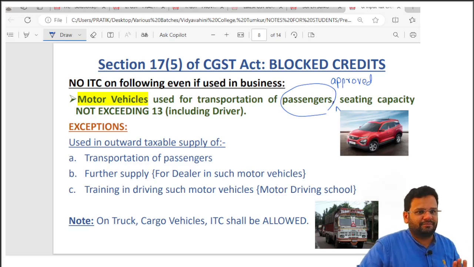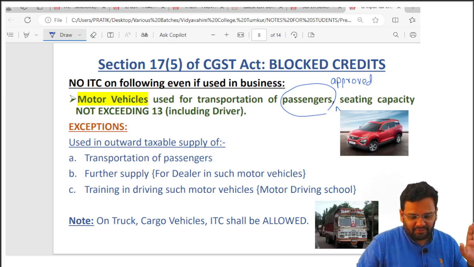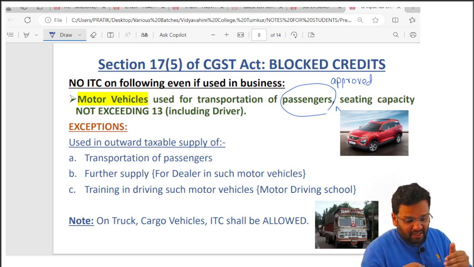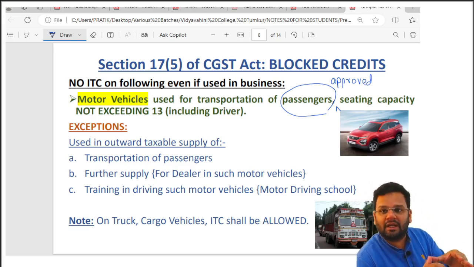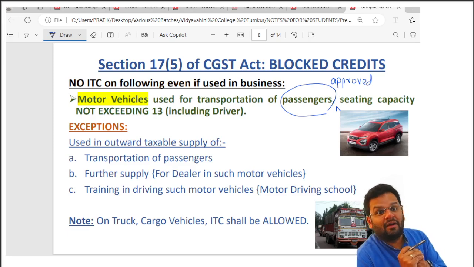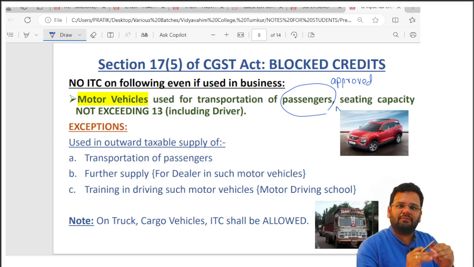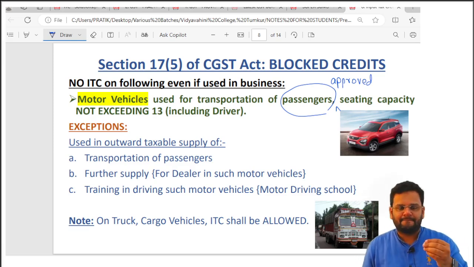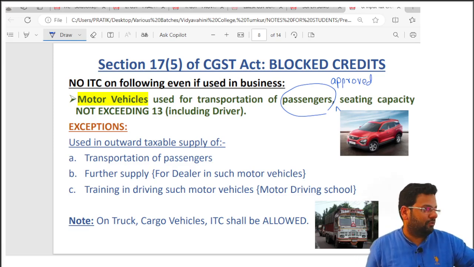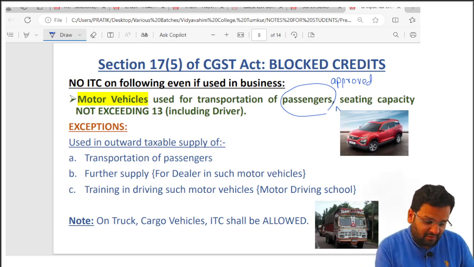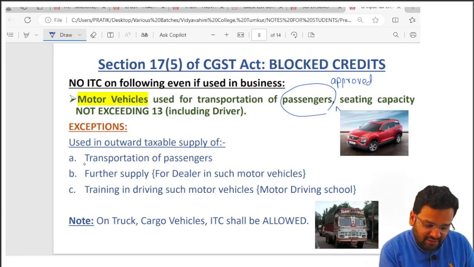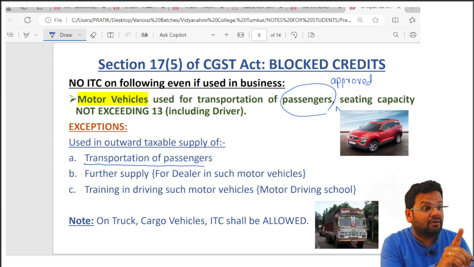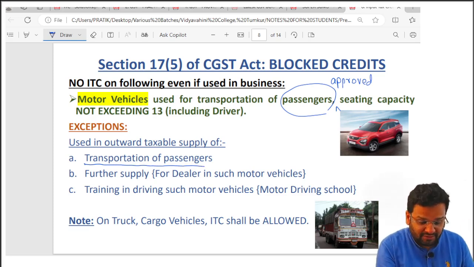That is the logic. Okay, so see, but then every point of blocked credit will have some exception. When blocked credit has an exception, it means what? ITC will be allowed. So it can happen that the vehicle which is purchased is used for transportation of passengers. Which transportation of passengers?